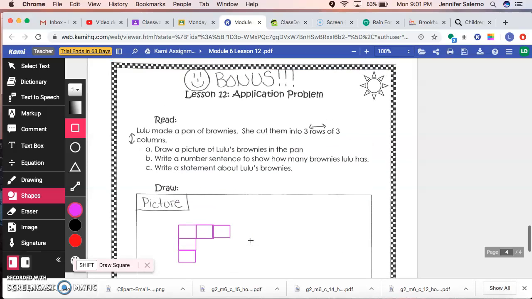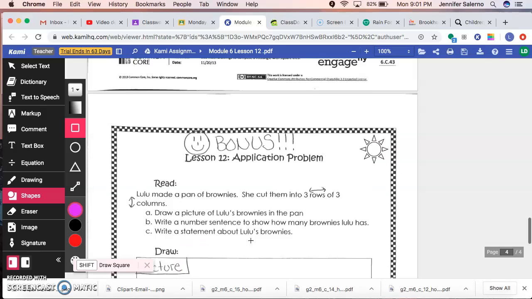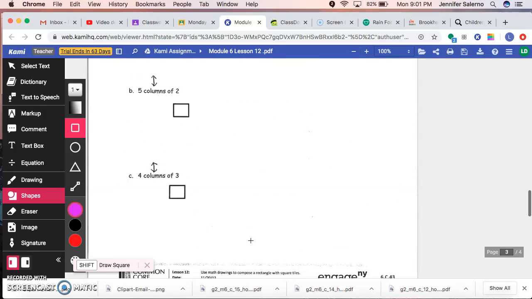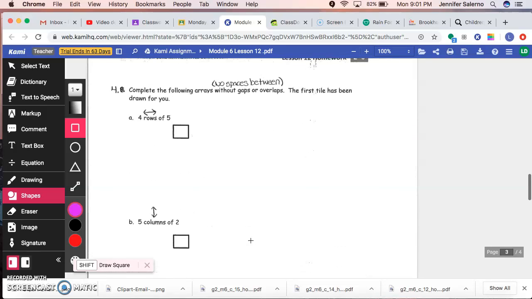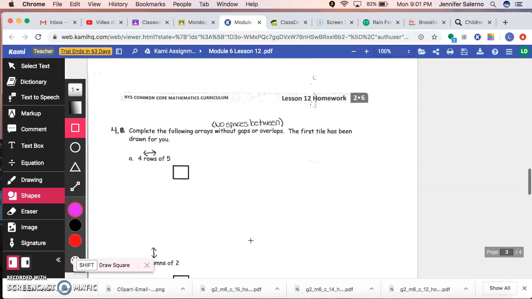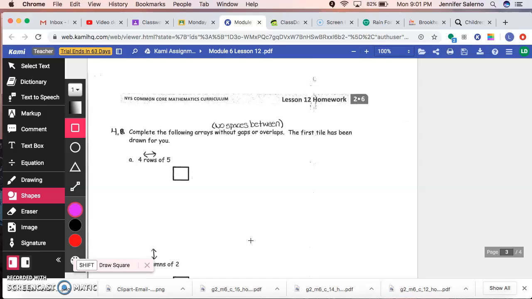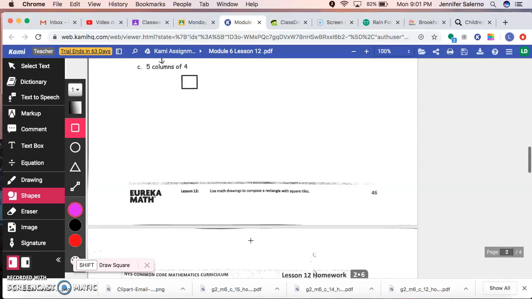So this is what you're doing today. I think it's a little fun lesson, basically using your squares to come up with your arrays, which we already have had a lot of practice with, but now you're just doing it today with your squares, okay? If you need anything, please let me know. I'm here to help you as always, and you got this, 2-3.